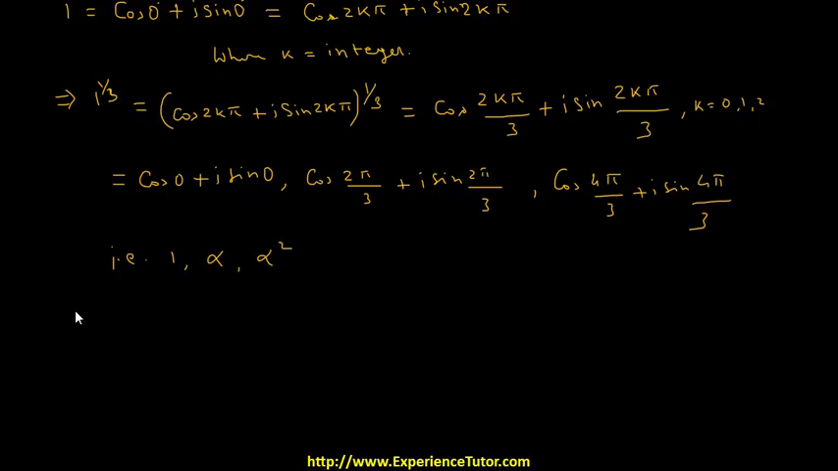where alpha is equal to cos 2 pi by 3 plus i sin 2 pi by 3, which is equal to minus half plus i root 3 by 2.